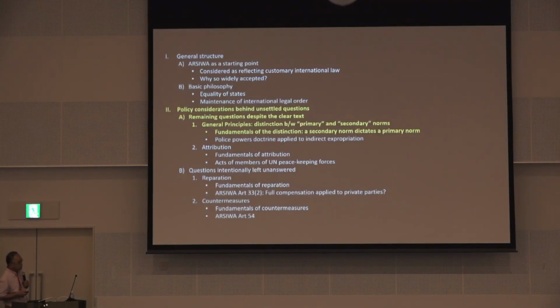That's their basic structure. I suppose that many of you are already familiar with the Articles on State Responsibility, or state responsibility in general. So I tried to pick 4 issues of interest. 2 of them are seemingly settled by the text of ARSIWA, but in fact not. And 2 other questions are intentionally left unanswered by ARSIWA. So let's tackle the first of them.